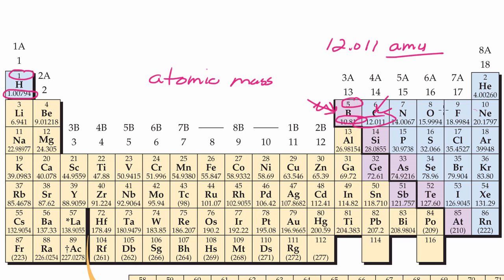One atom of oxygen would have a mass of 15.9994 atomic mass units. That is the atomic mass. All right, these are atomic masses. A little bit later, we'll see how those relate to the mole and grams.